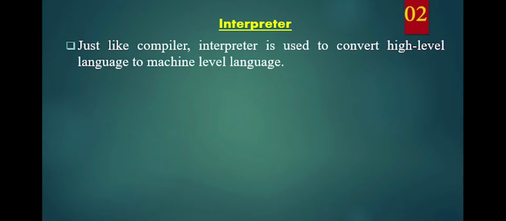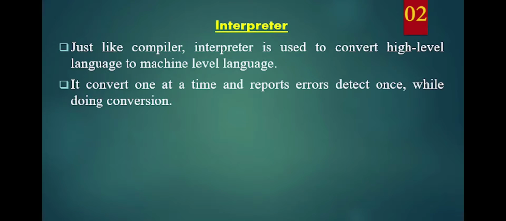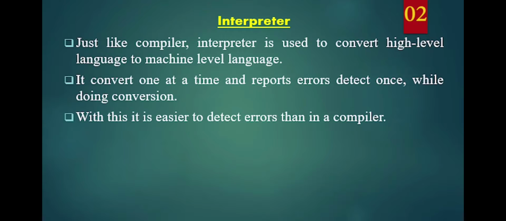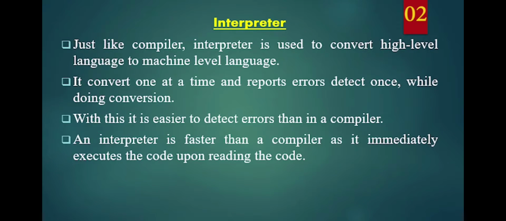Just like a compiler, an interpreter is also used to convert high-level language into machine-level language. But it converts one line at a time. It will do step-by-step execution. With this, it is easier to detect errors than in a compiler. It is faster than a compiler as it immediately executes the code upon reading it.